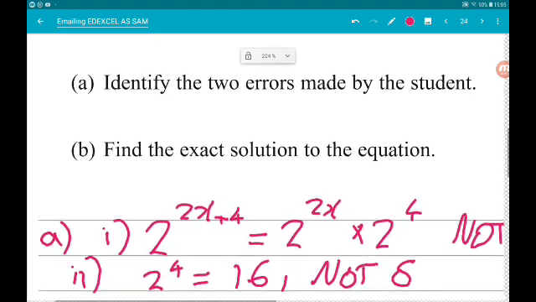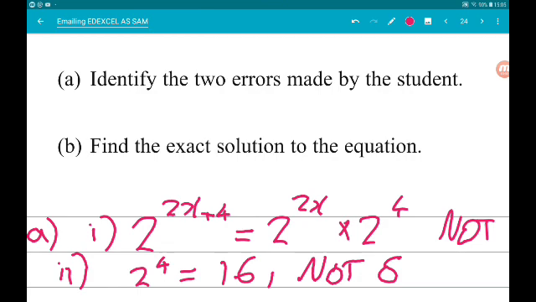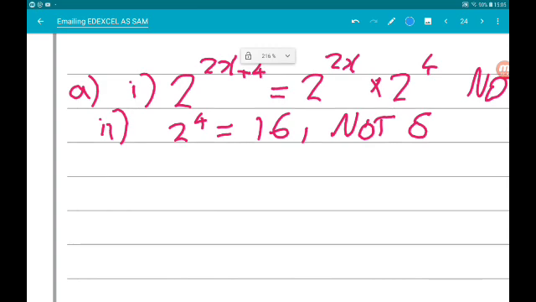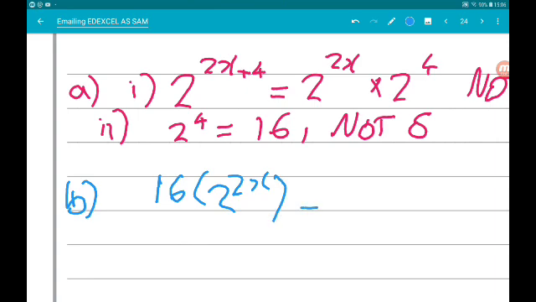Okay, then part B wants us to find the exact solution to the equation. So we've said then that 2 to the power of 4 is 16, and we don't get 2 to the 2x add 2 to the 4, we get 16 times 2 to the 2x. So we get 16 times 2 to the 2x minus 9 times 2 to the x is equal to 0.